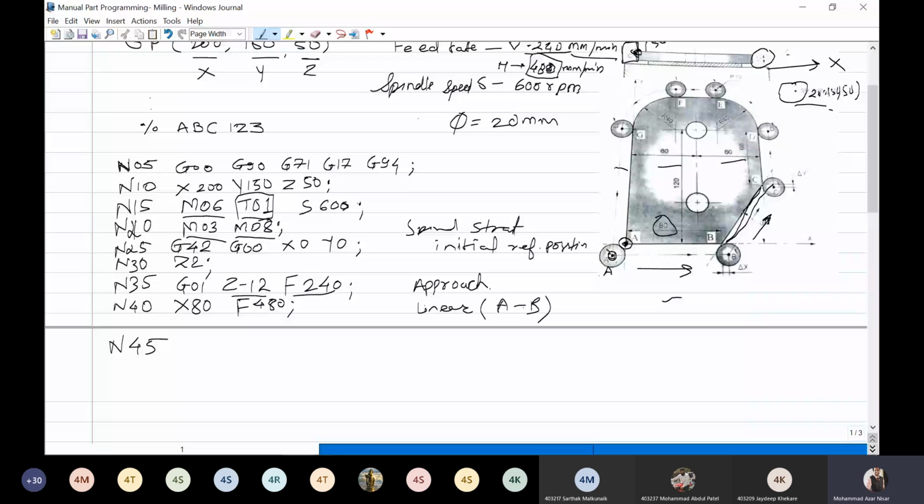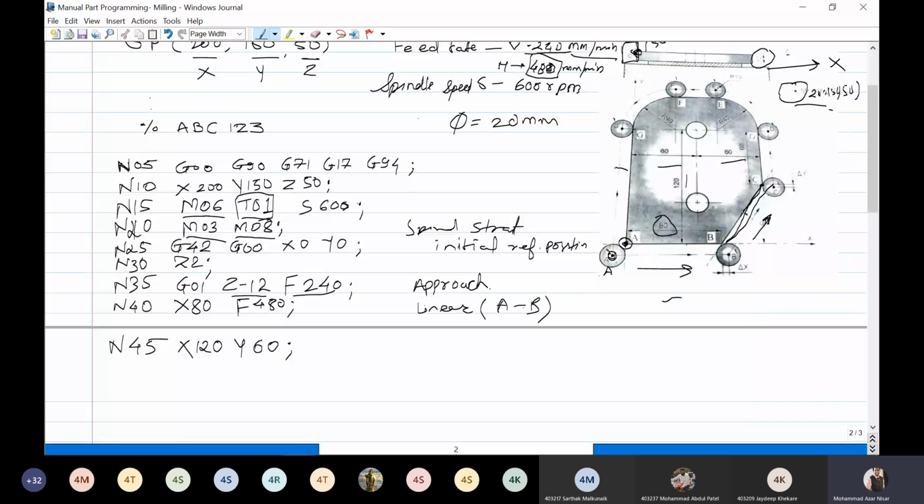Then the Y distance is given. They have given the total distance 120 from the center. This 120 is from this center to this end, and again they have given from this center to this 60. So Y is 60. So you have to take X 120 and Y 60.